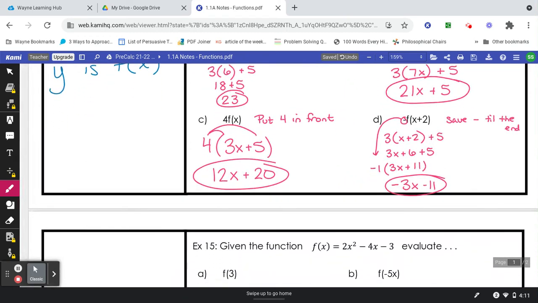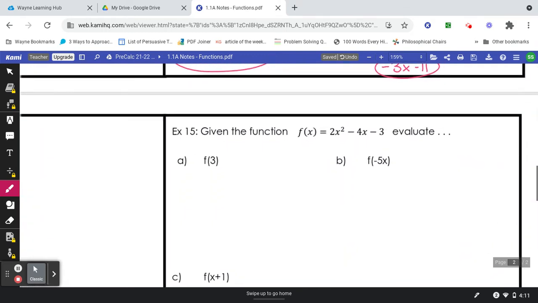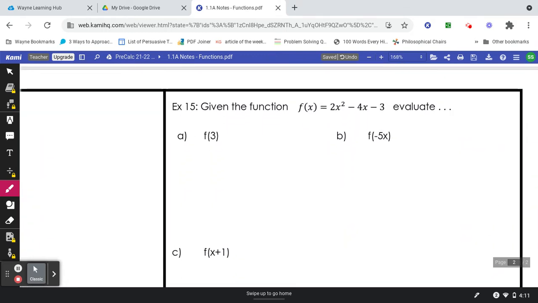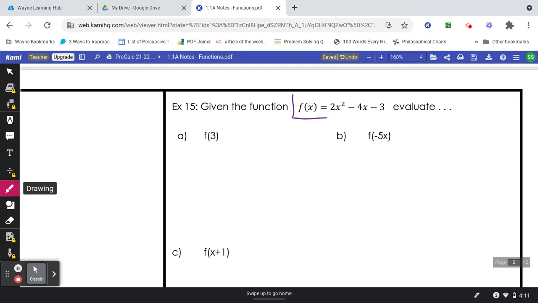All right, example 15 on the backside is more of the same type of problem. It's just that you have a new function now. So our function now, it's a little bit more complex. 2x squared minus 4x minus 3. So part A, f of 3, it's asking us to plug a 3 in for the x. And we're going to plug it in twice, once for that x and once for that x.